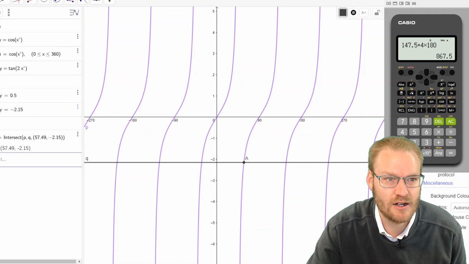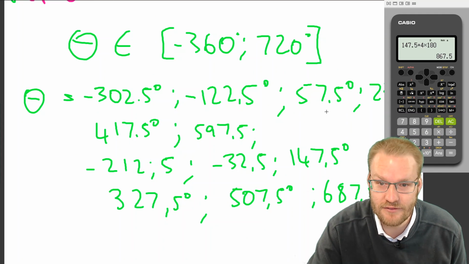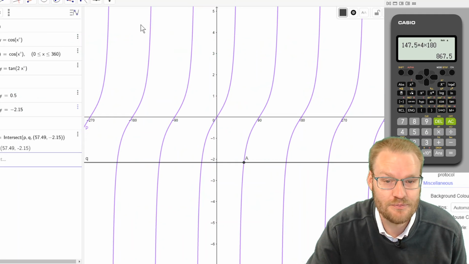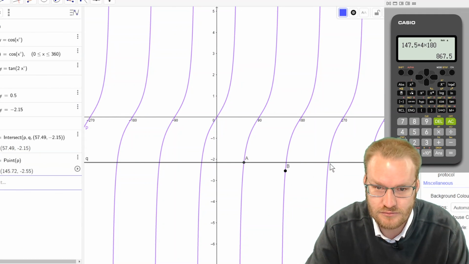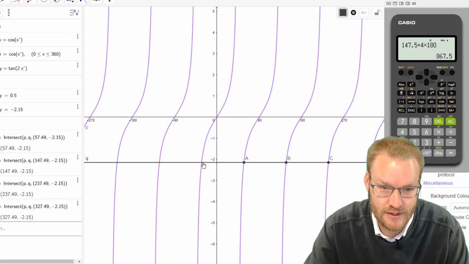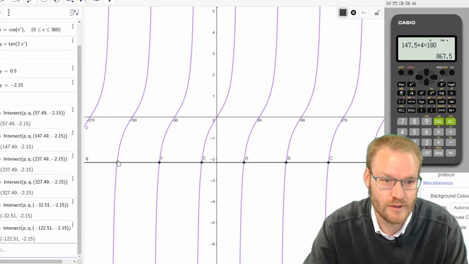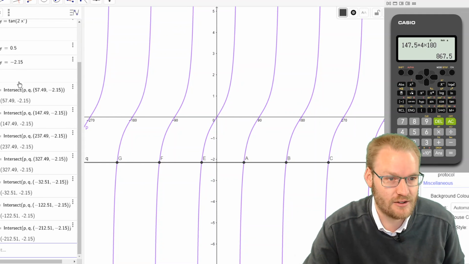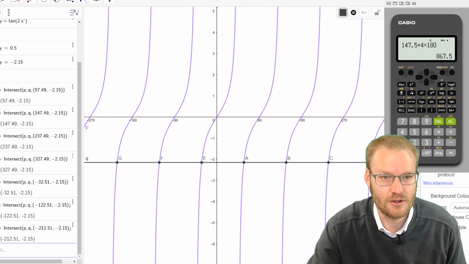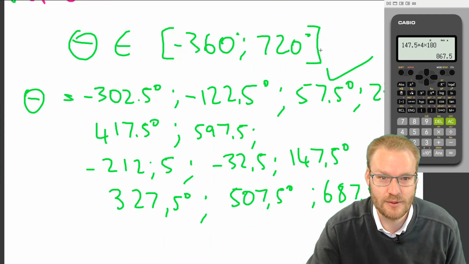Well, there was an answer 57,5. Was that one of our answers? Hopefully. 57,5, there it is. So there was one. And we found all these answers here. We're finding all of these wherever y was that. And here are all our solutions that we found, for theta between those two big values.